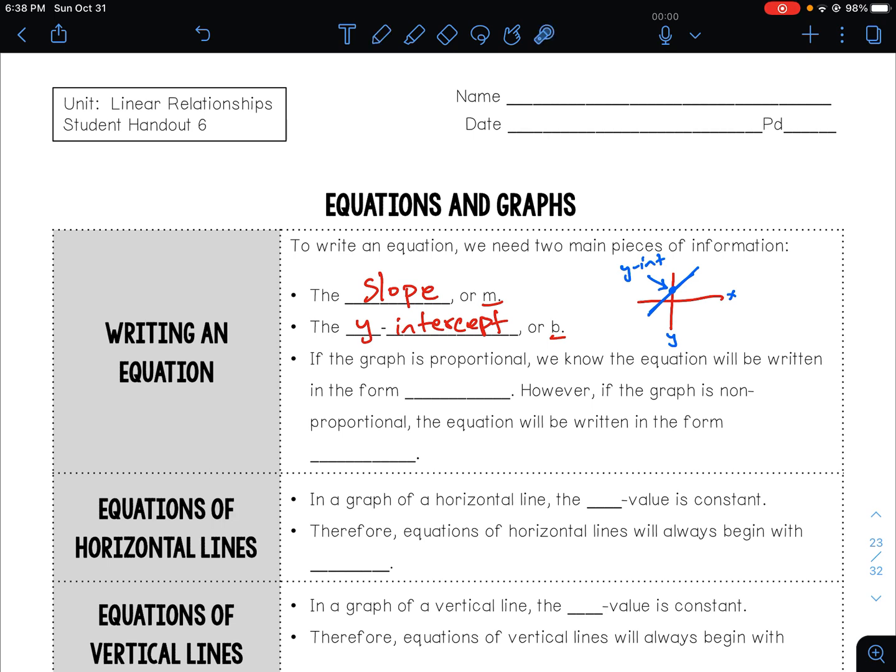The slope just gives you the angle. So if you're going upward, that's a positive slope. If it's flat, it's a zero slope. And if it's going downward, that's a negative slope. So this line right here has a positive slope.